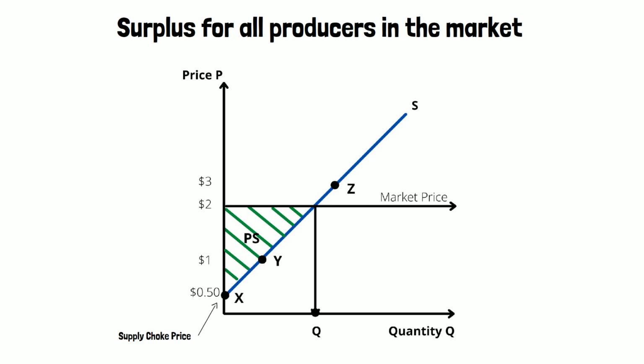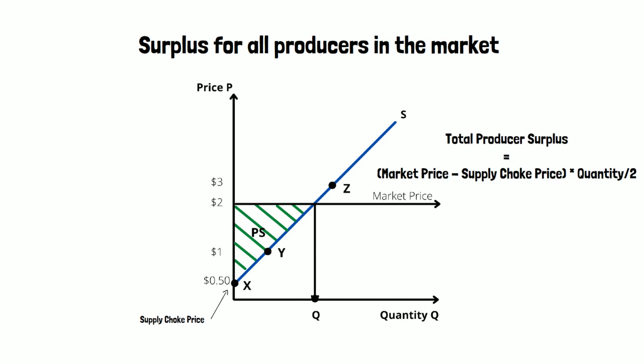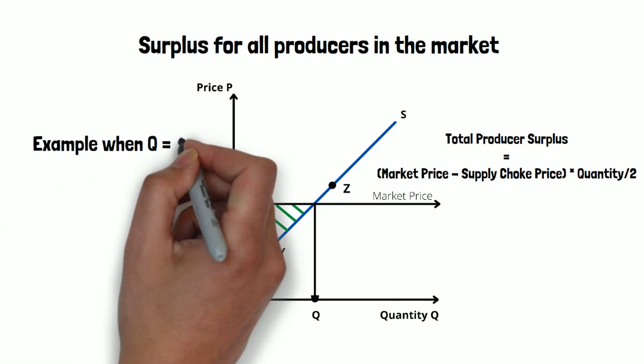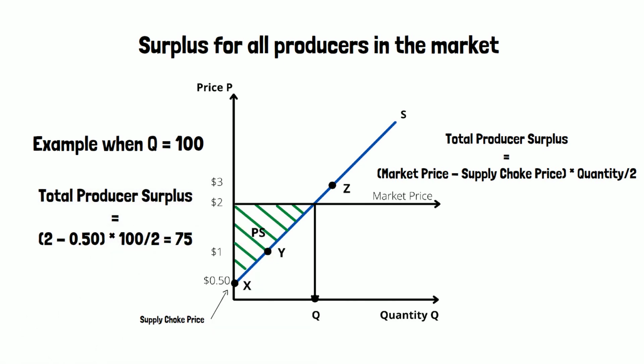The total producer surplus is visible as a shaded area in the graph. This area is called PS. It can be calculated as the market price minus the supply choke price times the quantity divided by 2, as this is also a triangle. Take as an example that Q equals 100. We then get (2 - 0.50) times 100 divided by 2, which is 75. So the total producer surplus in this market is 75.